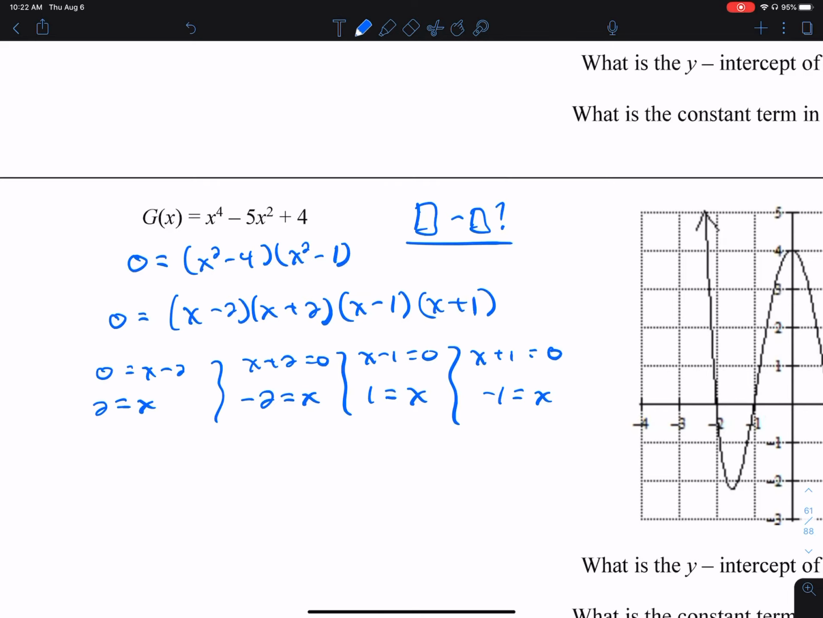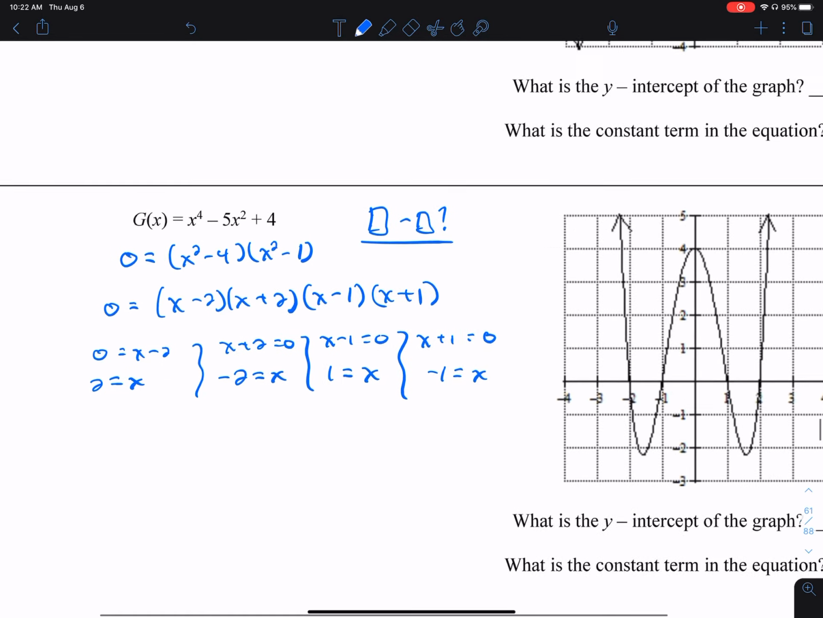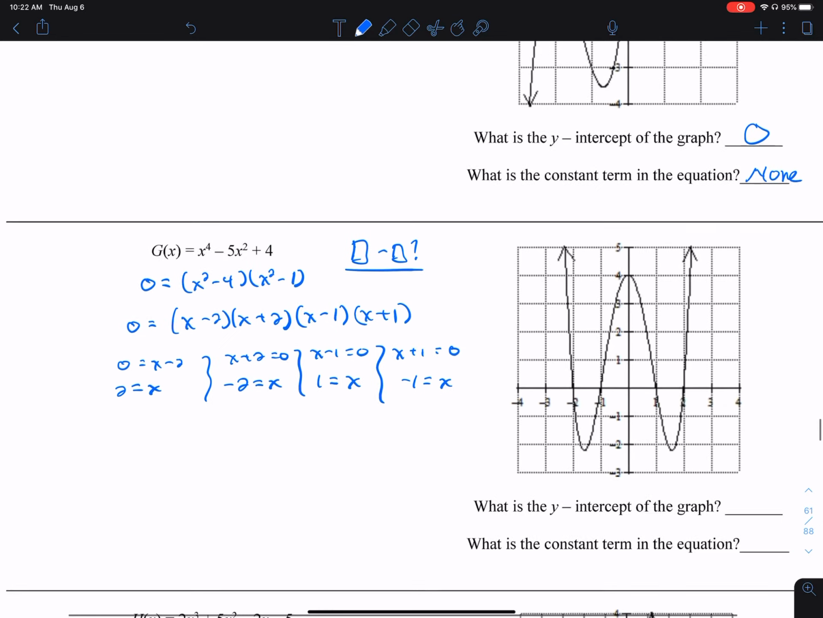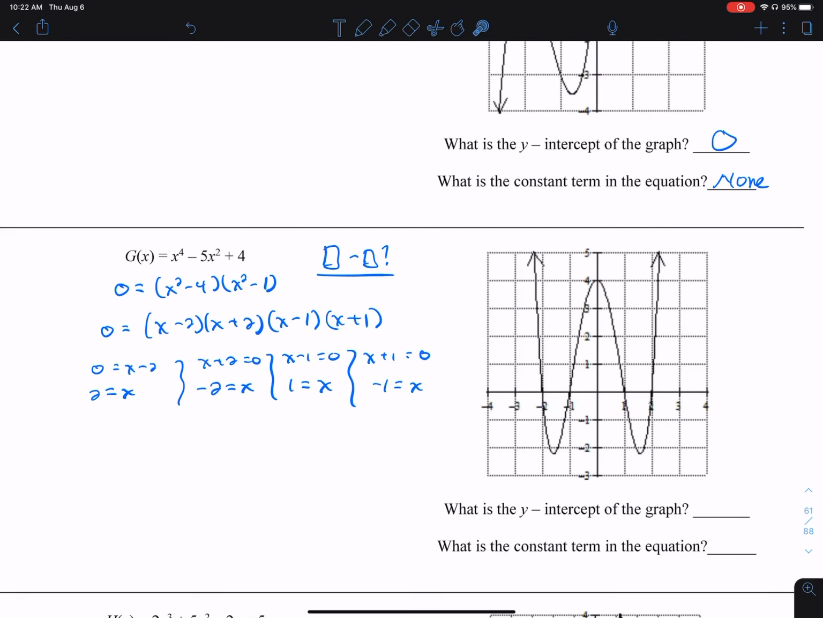Not sure why I write the x on the right for those, but I did. So let's check it out.